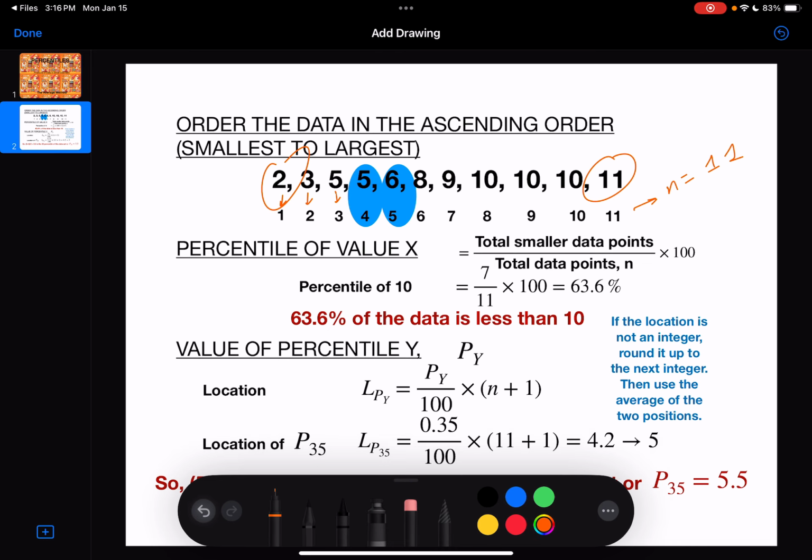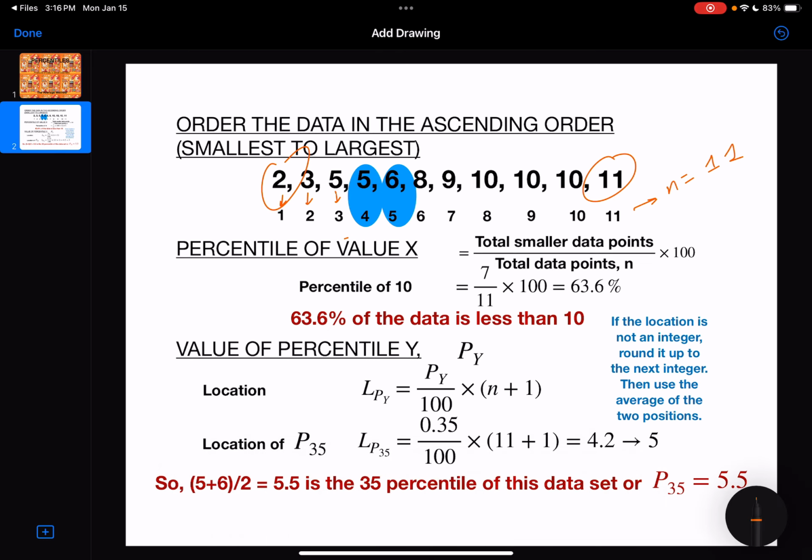First, if you want to find the percentile of a given value x, we can use the ratio here to figure that out. So we first find the total of all the smaller data points compared to this value x, divided by the total data points, multiplied by 100. For example, we're interested in learning the percentile of the value 10.